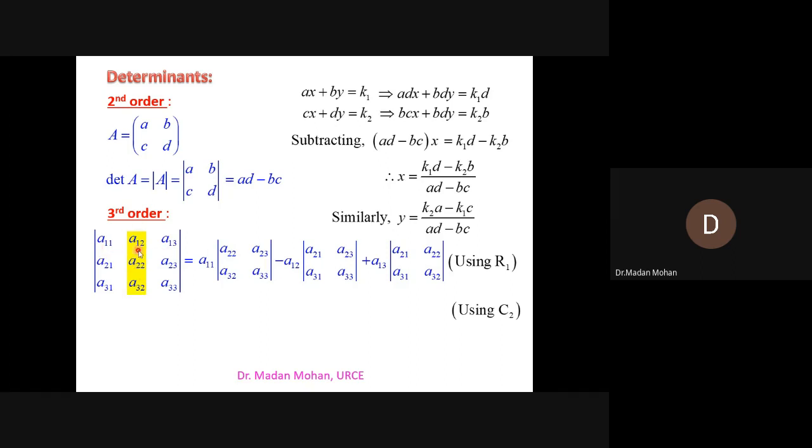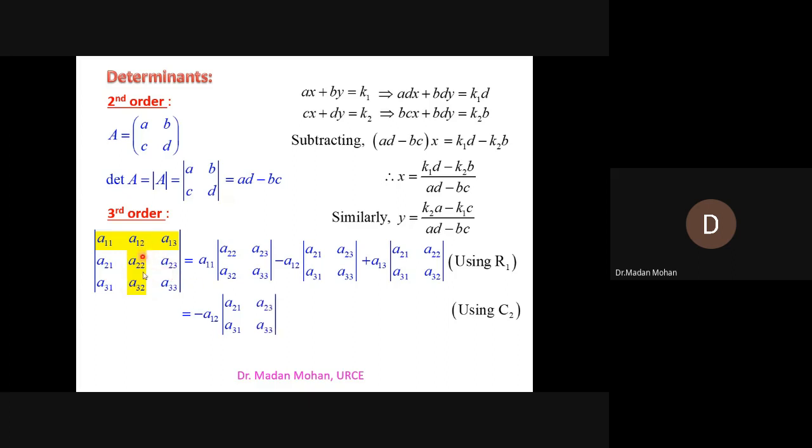Here, the sign is minus, plus, minus, because minus 1 power 1 plus 2 is negative, minus 1 power 2 plus 2 is positive, minus 1 power 3 plus 2 is negative. Therefore negative, positive, negative, using this column with the different rows. Therefore, minus A12 into the determinant of these four elements.